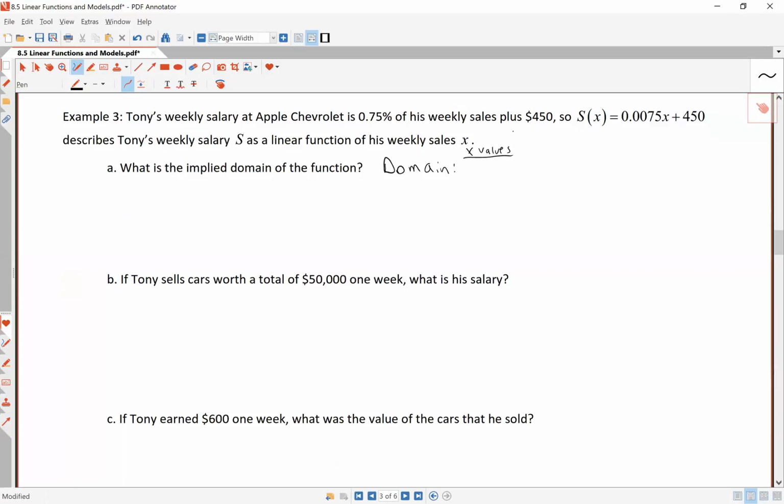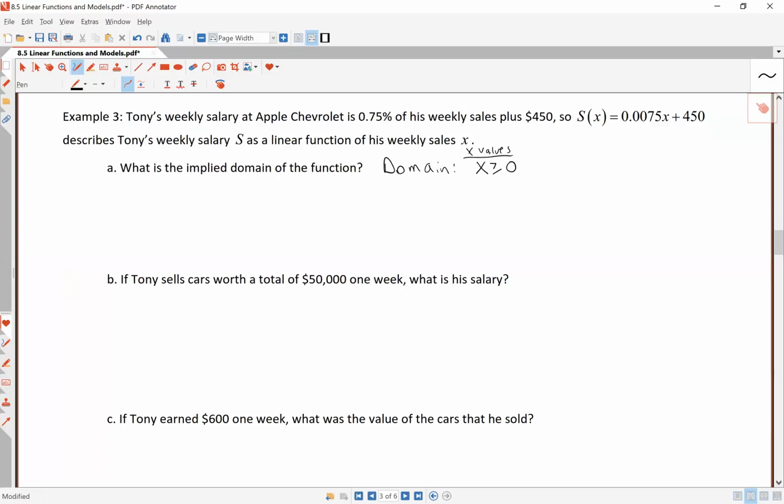And if x represents his weekly sales, then it could be possible that the weekly sales are 0, could be possible that the weekly sales are 500. We would say that the weekly sales would need to be greater than or equal to 0. Wouldn't make sense to have negative sales.